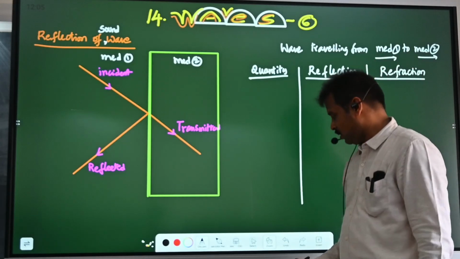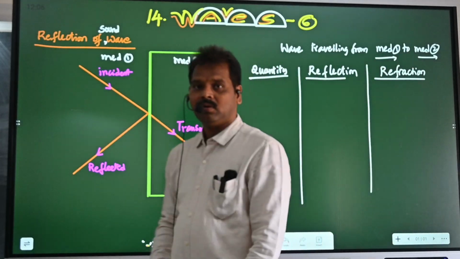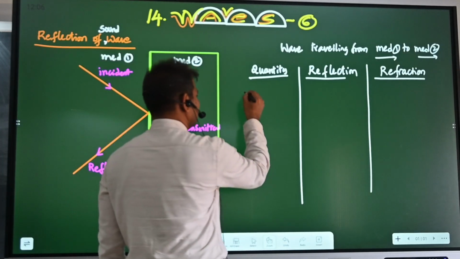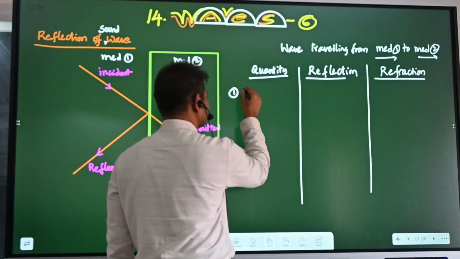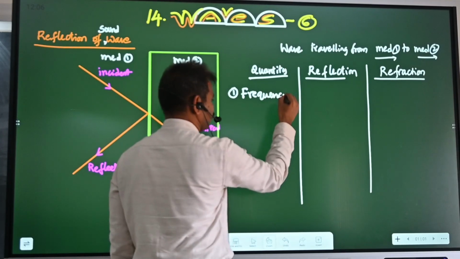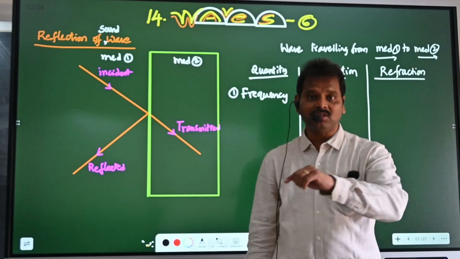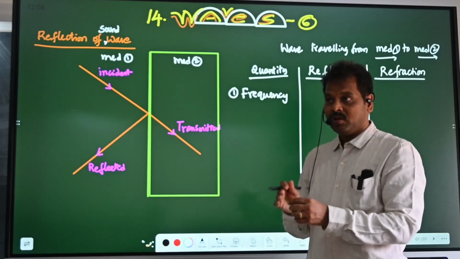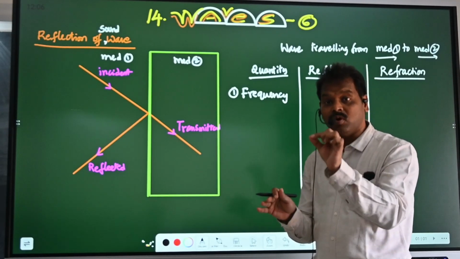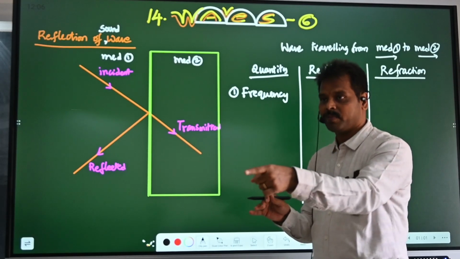So first one, reflection. If you take the physical quantity, first I will take frequency, students. What is the first one? Frequency of the wave. We studied this in this lesson only. For the wave, frequency never changes. Frequency only depends on source.